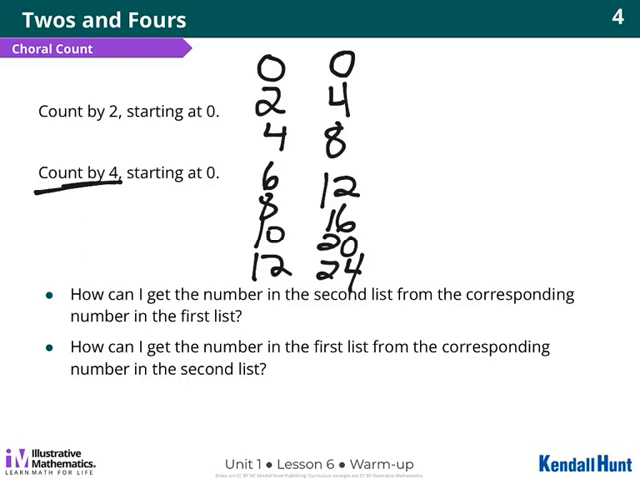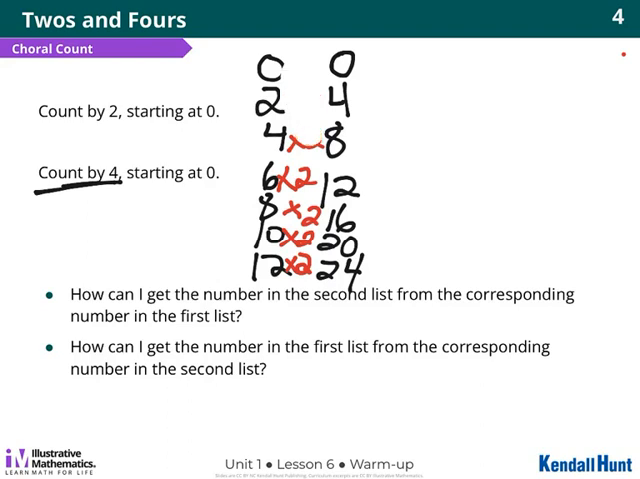Okay, now how can I get the number in the second list from the corresponding number in the first list? Brayden. Multiply the 2's by 2. So 2 times 2 is 4. 4 times 2 is 8, 6 times 2 is 12, 8 times 2 is 16, 10 times 2 is 20, 12 times 2 is 24. Very good.